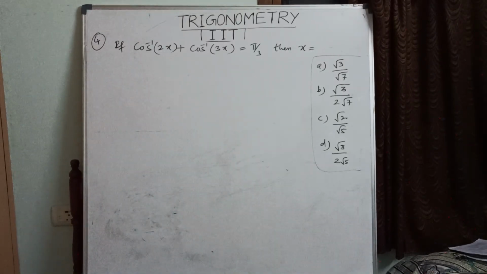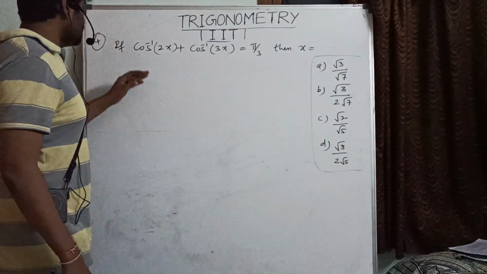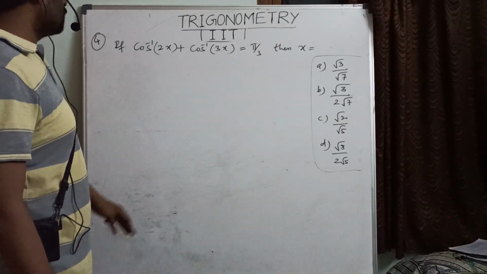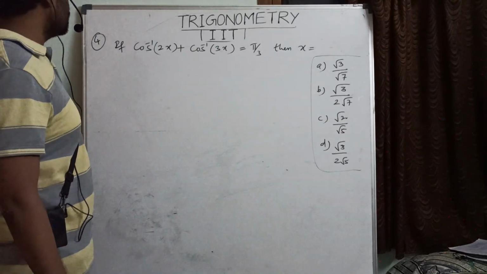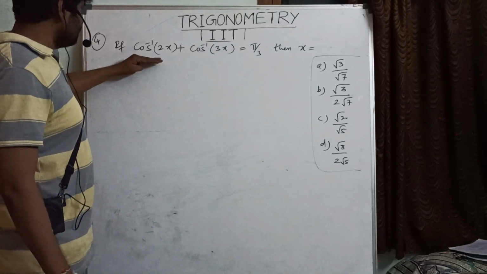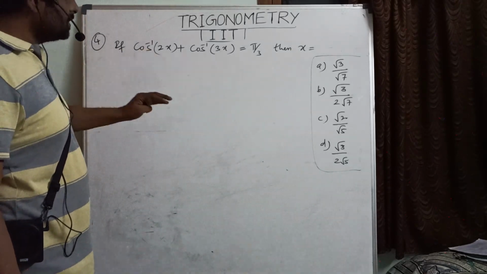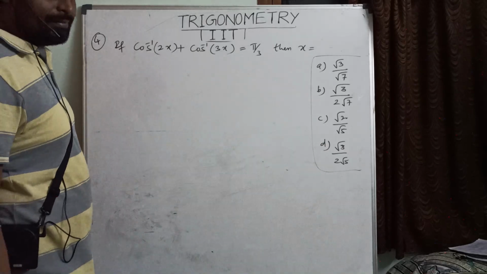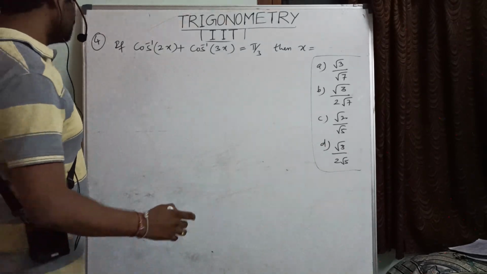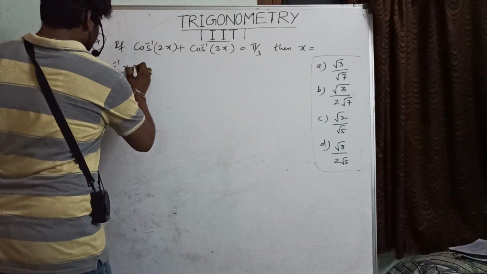Now just look at question number 4. If cos inverse of 2x plus cos inverse of 3x equals pi by 3, then x equals to what? So now cos inverse of 2x plus cos inverse of 3x, it's very easy to solve by using a formula. What is the formula for cos inverse of x plus cos inverse of y?